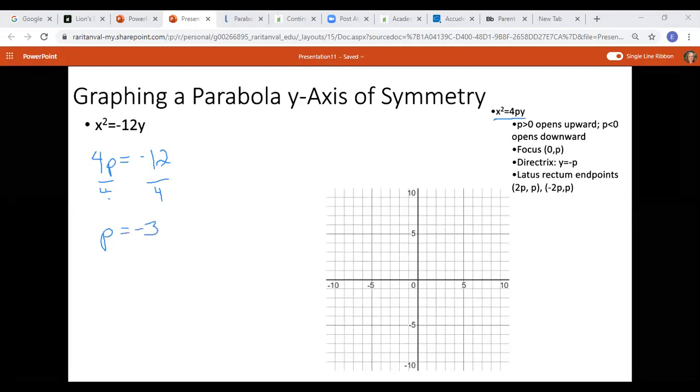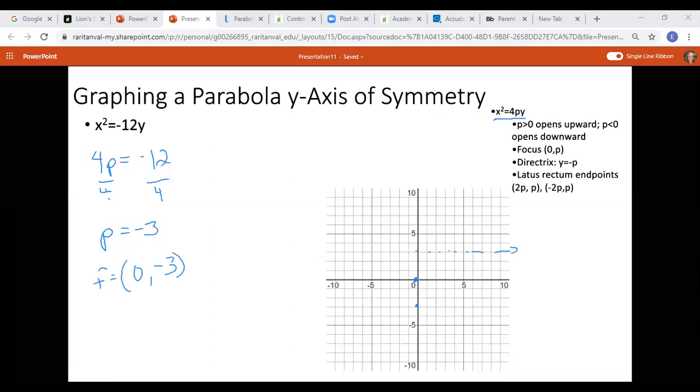So our vertex is at 0, 0. It's in this format with no pluses and minuses. And we're going to move negative 3 to get to our focus. So our focus is here. So our focus is at, again, (0, p), (0, negative 3). We're going to move an equal distance in the opposite direction. So up here to 3, this y equals 3 line is our directrix.